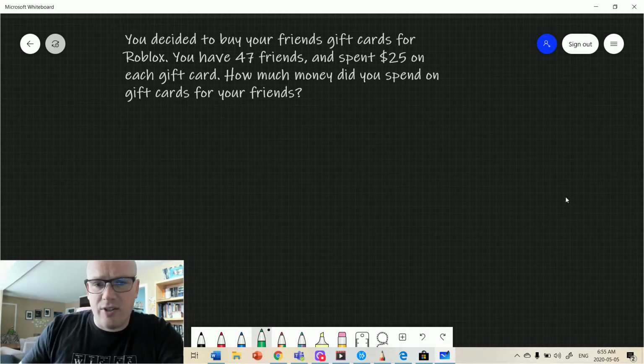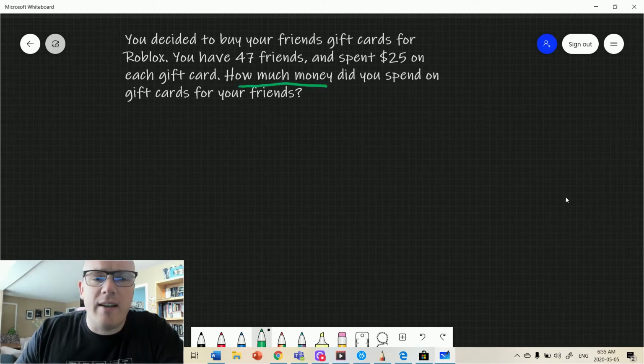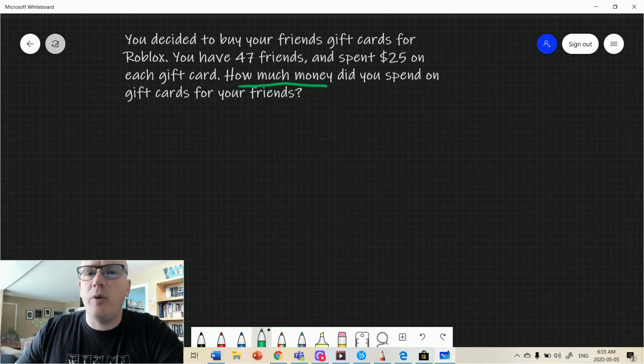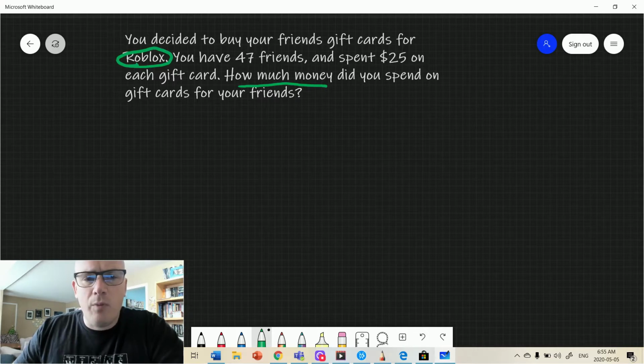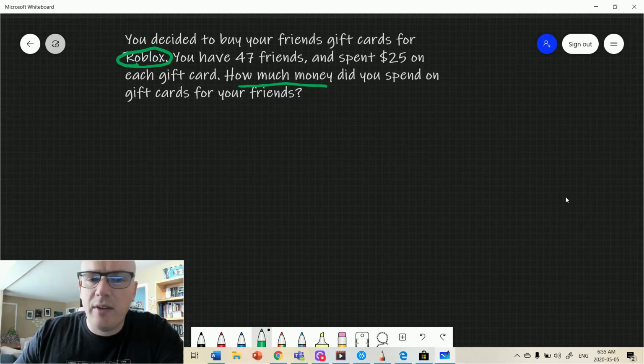So this question, if we look at it, it's asking how much money. We want to find out what the total amount of money is that we spent on Roblox cards. So we need to look at things we're going to be multiplying. First is 47. We have 47 friends. We know that each gift card cost $25 and there's 47 friends and each friend got a gift card. That means that you now have 47 $25 gift cards. So what we're looking for is 47 times 25.